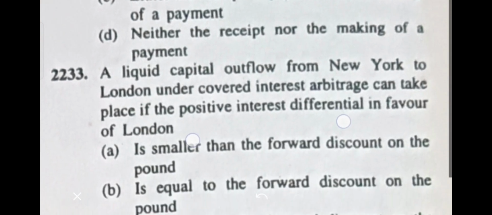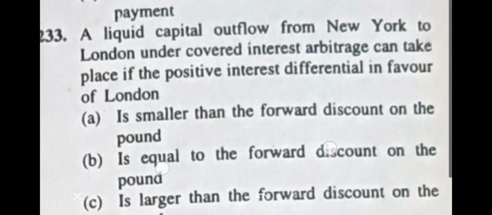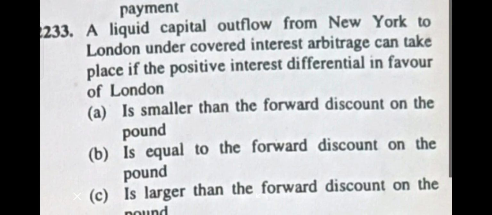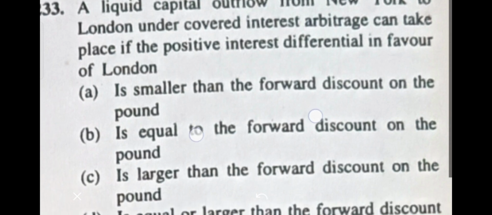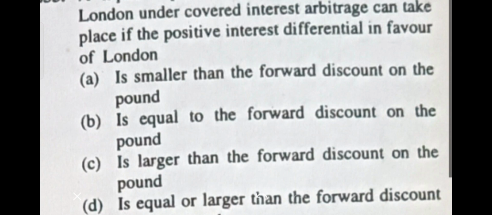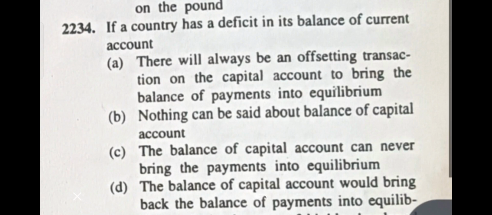A liquid capital outflow from New York to London under covered interest arbitrage can take place if the positive interest differential in favor of London is larger than the forward discount on the pound. If a country has a deficit in its balance of current account, there will always be an offsetting transaction on the capital account to bring the balance of payment into equilibrium.